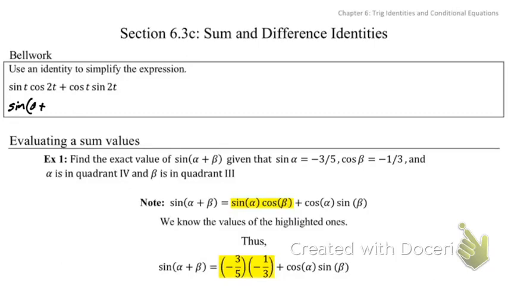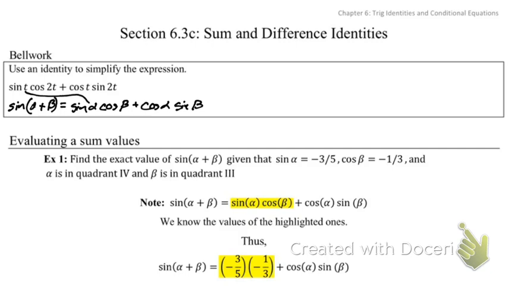Sine of alpha plus beta equals sine alpha cosine beta plus cosine alpha sine beta. Well, that matches this. There's a plus in here. It's sine, cosine, cosine, sine, which means you're using sines. You just have to recognize what your alpha and your beta are.